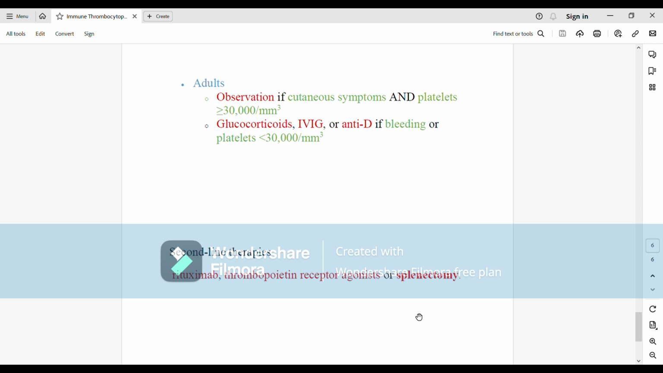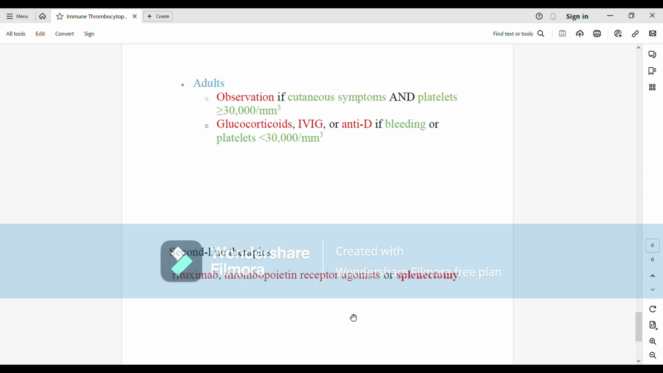Other second line therapies are rituximab and thrombopoietin receptor agonists. So basically, rituximab inhibits the B cell, and the B cell forms the plasma cell, and the plasma cell forms the antibody. So basically, what you are doing is you inhibit the cell which is responsible for formation of the antibodies by giving rituximab. The other drug is thrombopoietin receptor agonist.